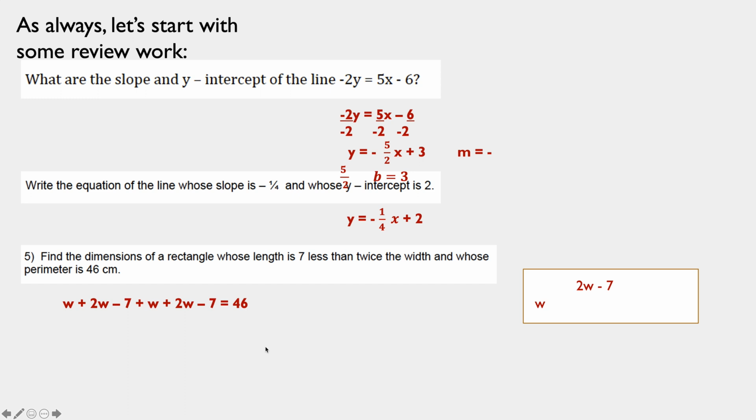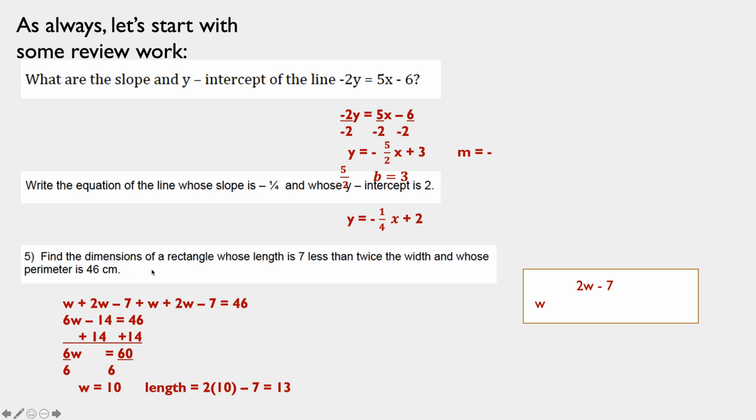I take a look at this guy. It is a same side, same operation situation. So I gather my like terms together. 1 and 2 w's is 3 w's, and another 1 and another 2 w's is 6 w's. -7 and -7 is -14. Once I get it to this stage, man oh man is it easy. Adding 14 to both sides, 6w is equal to 60, dividing by 6, and I get, yes, the w, the width is 10. The length we said was 2 times the width minus 7, so 2 times 10 minus 7 is 13. I am done.